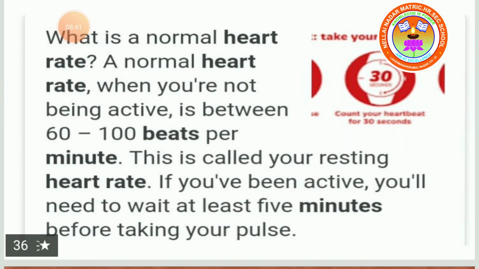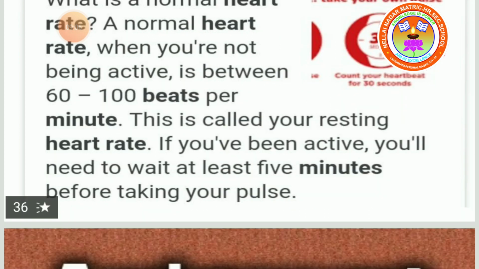What is a normal heart rate? A normal heart rate, when you are not being active, is between 60 to 100 beats per minute. This is called your resting heart rate. If you have been active, you will need to wait at least 5 minutes before taking your pulse.